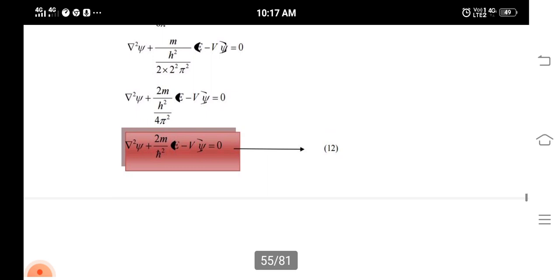This is called Schrodinger's time independent wave equation.